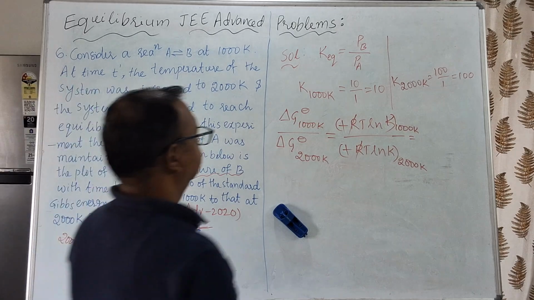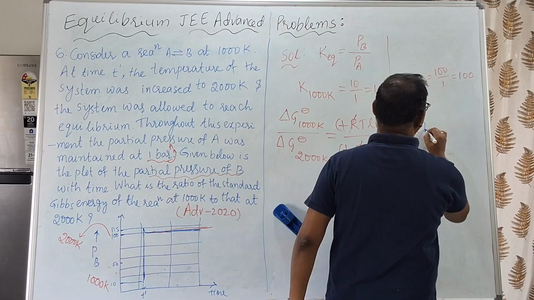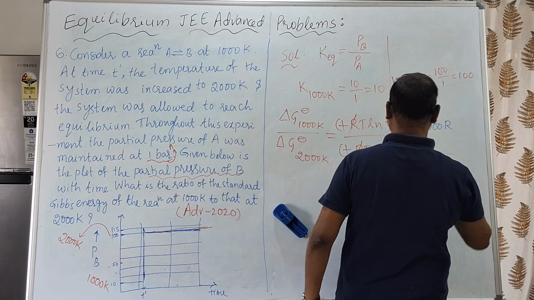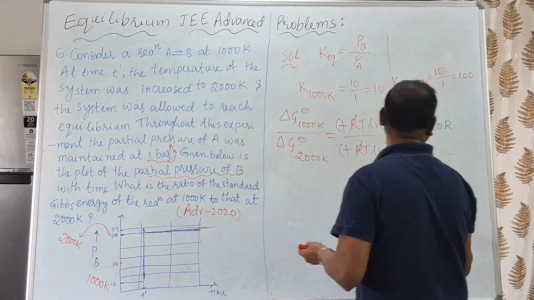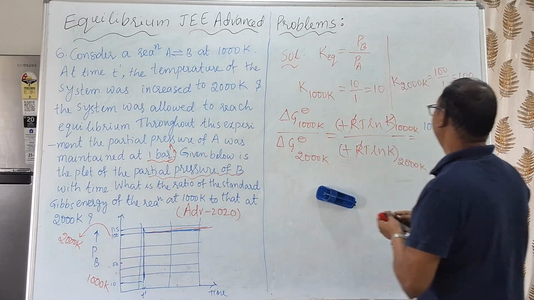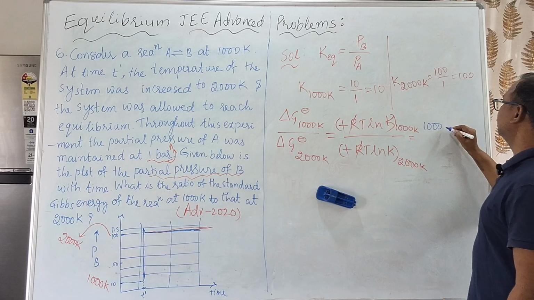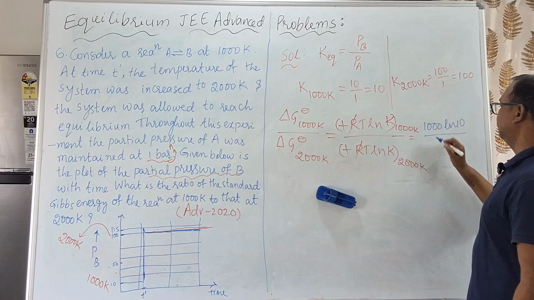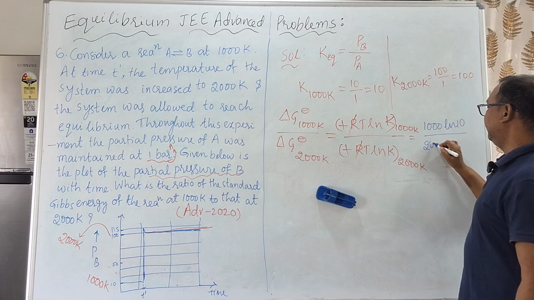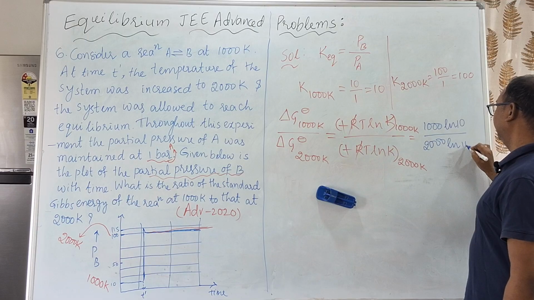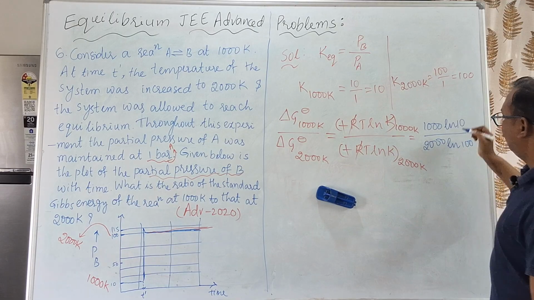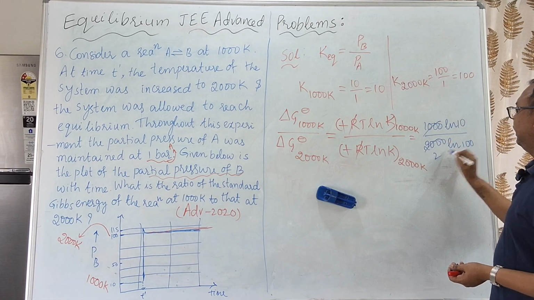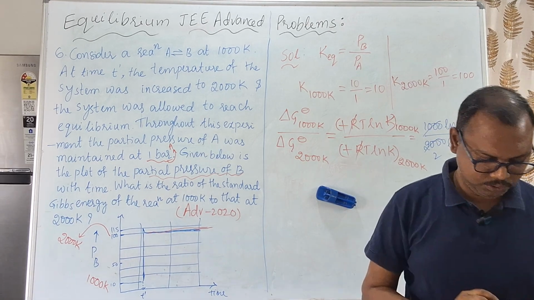When we consider this, you can write it as 1000 into ln 10 by 2000 into ln 100, since R has been cancelled out. These are the values you will get here. Now 1000 by 2000, how much do you get? 1 by 2 you will get here.